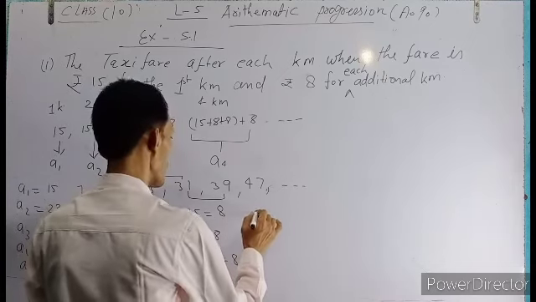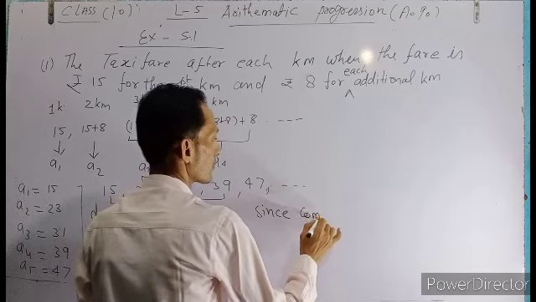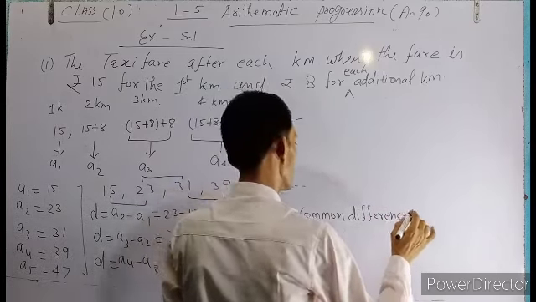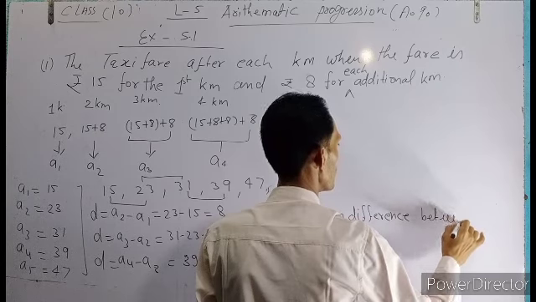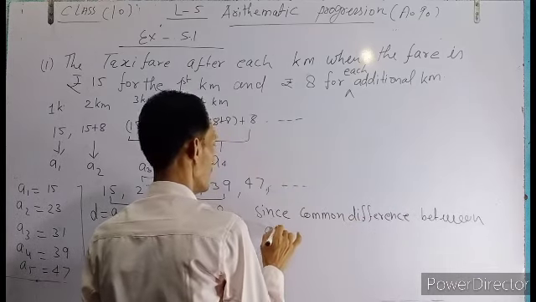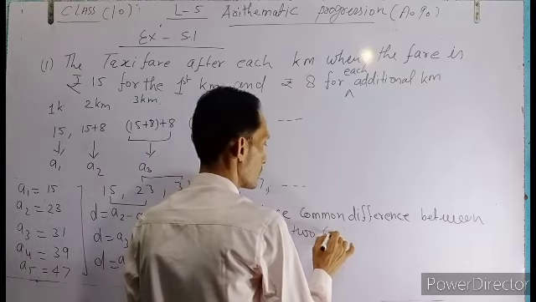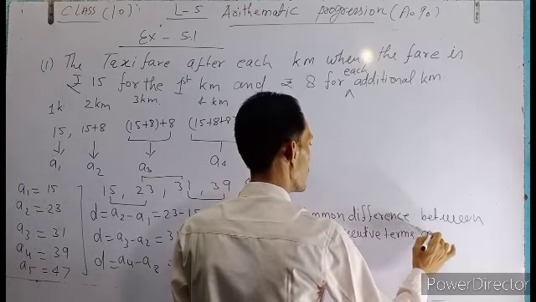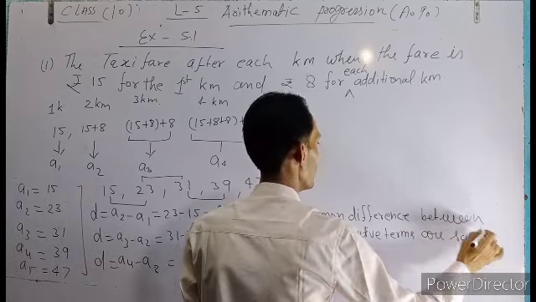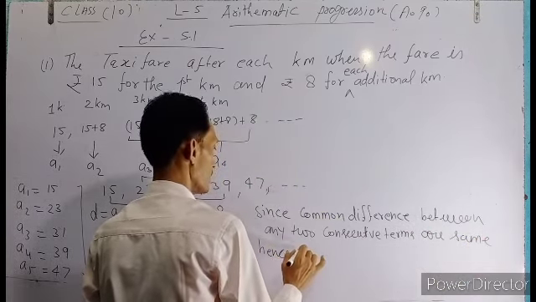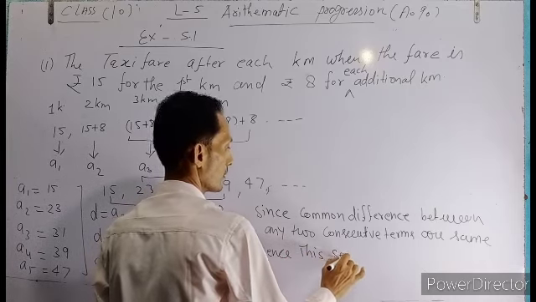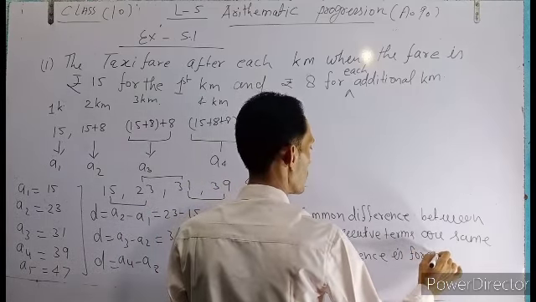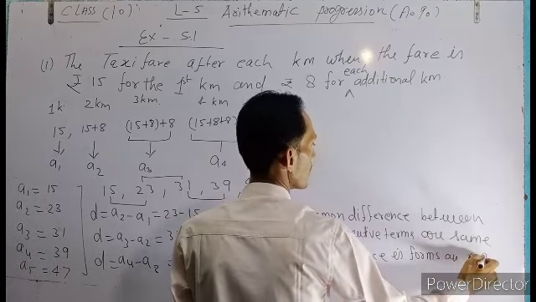Since the common difference between any two consecutive terms is the same, hence this sequence forms an AP. AP means arithmetic progression.